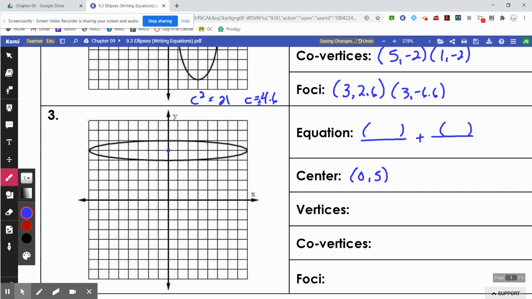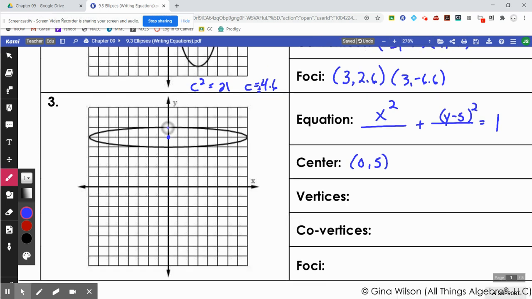So our x value is not going to get shifted any, so I didn't need parentheses there. It's going to be plain x squared. We're going to have y minus 5 squared, and the equal 1, we can go ahead and put it. Here is our co-vertex, the distance to our co-vertex. Here is the distance to our vertex, which is 10 and 1.